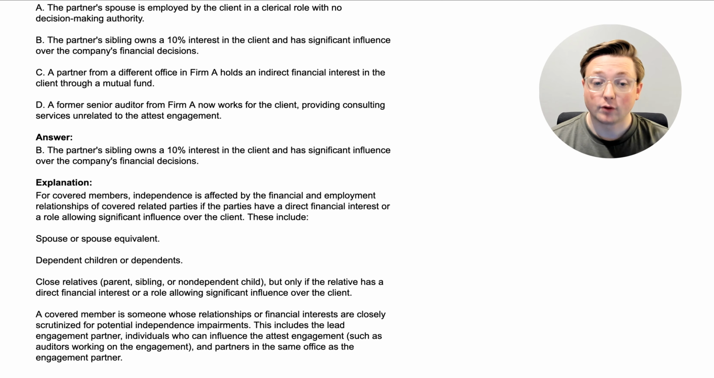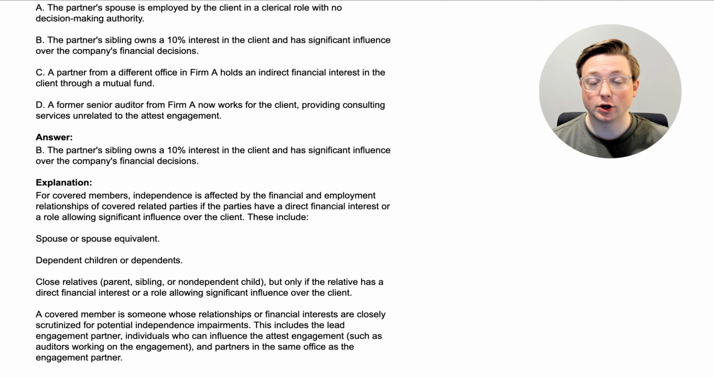So let's walk through this. For covered members, independence is affected by the financial and employment relationships of covered related parties if the parties have a direct financial interest or a role allowing significant influence over the client. So these would include people like their spouse or a spouse equivalent, dependent children or just dependents. Maybe they're not your children, but they're dependents. Or close relatives, and that would be something like a parent, a sibling, or a non-dependent child, but only if the relative has a direct financial interest or a role allowing significant influence over the client.